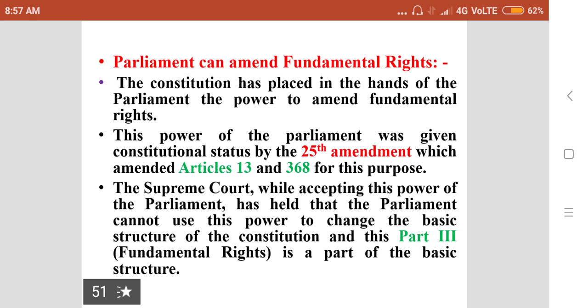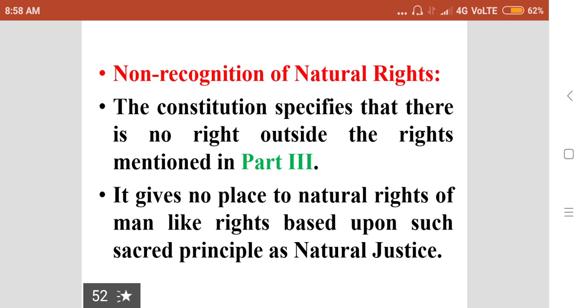Then another criticism, Parliament can amend fundamental rights. So sometimes the Parliament can also make some modifications to the fundamental rights. The Constitution has placed in the hands of the Parliament the power to amend fundamental rights. This power of the Parliament was given constitutional status by the 25th Amendment, which amended Articles 13 and 368 for this purpose. The Supreme Court, while accepting this power of the Parliament, has held that the Parliament cannot use this power to change the basic structure of the Constitution, and this Part 3 is a part of the basic structure of the Constitution.